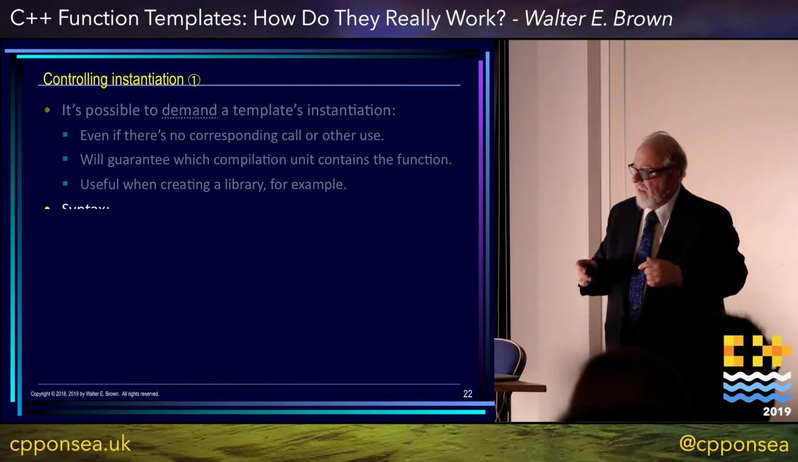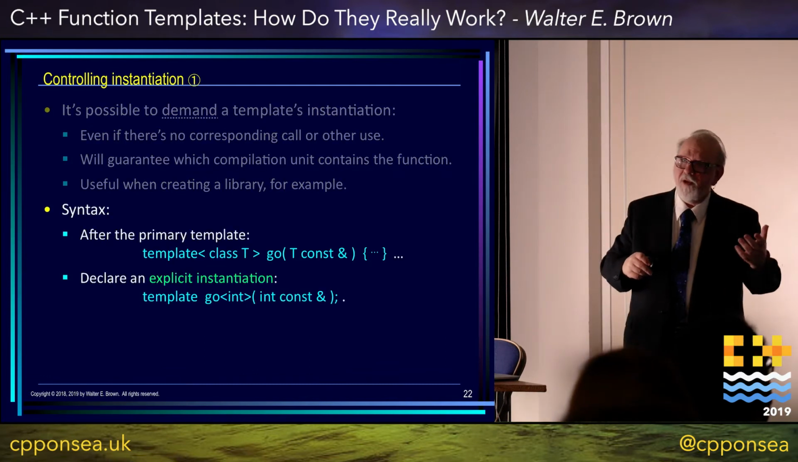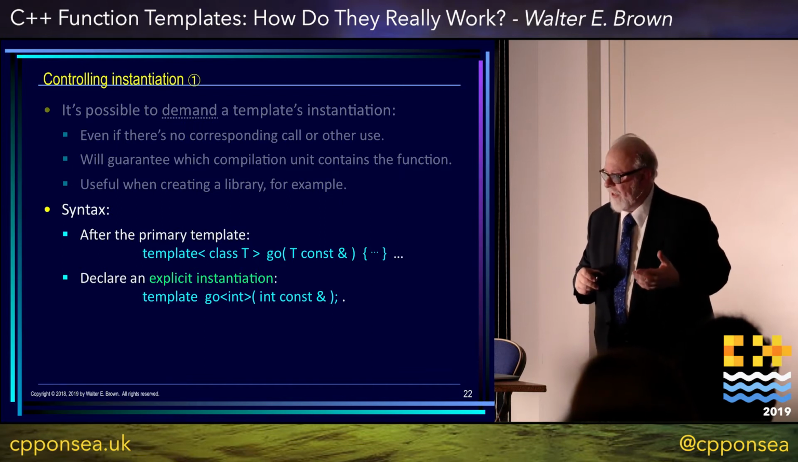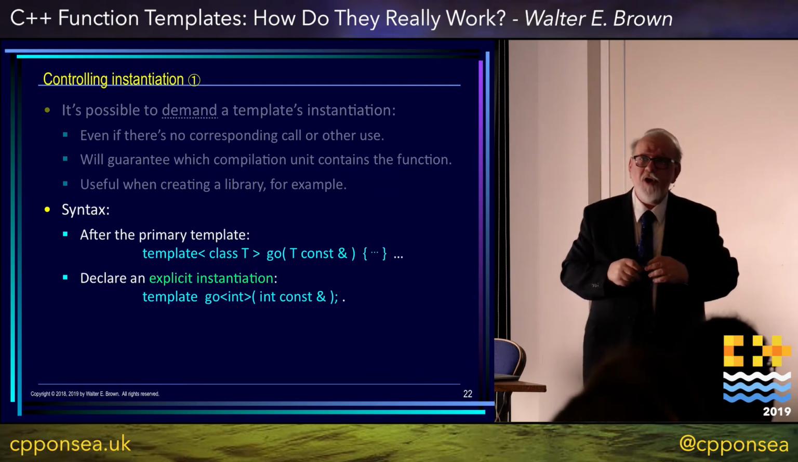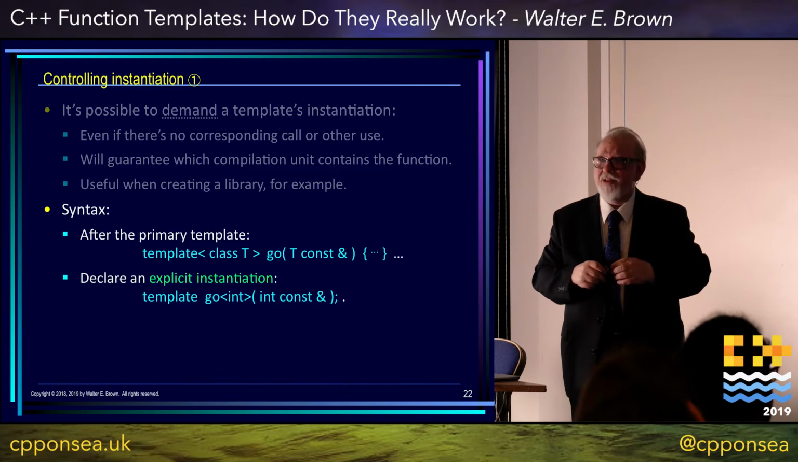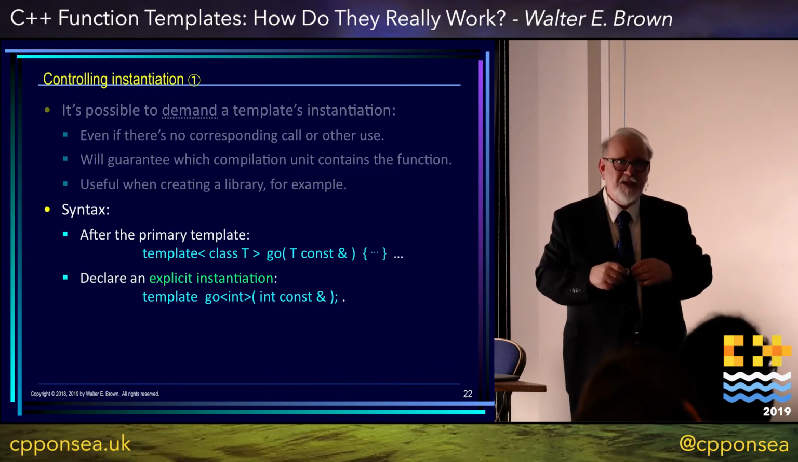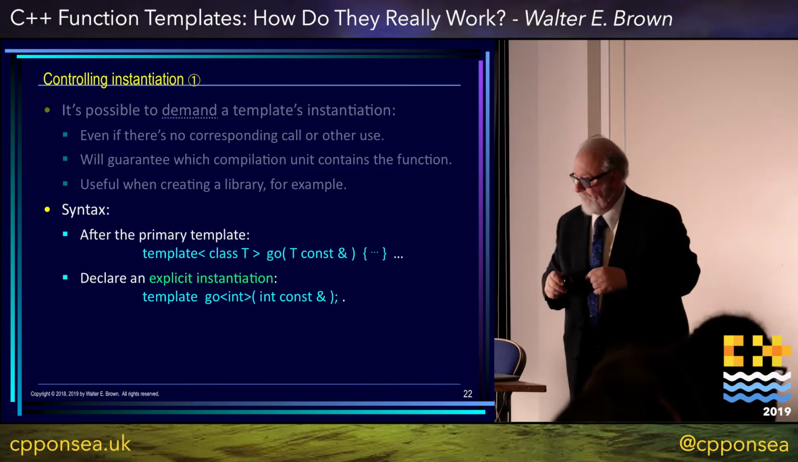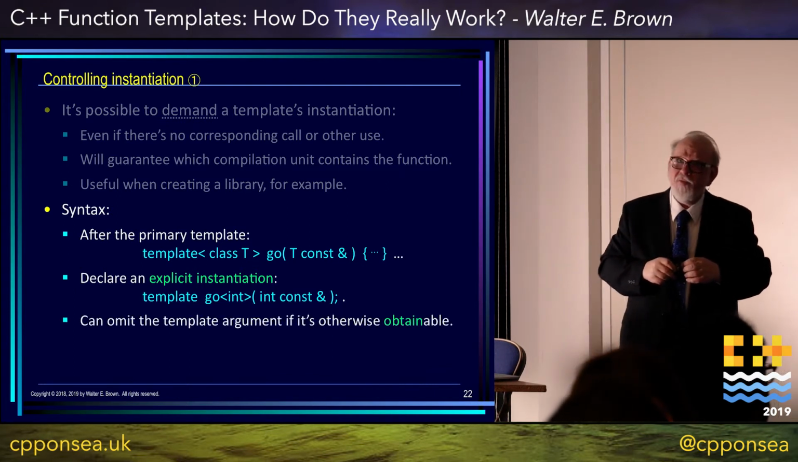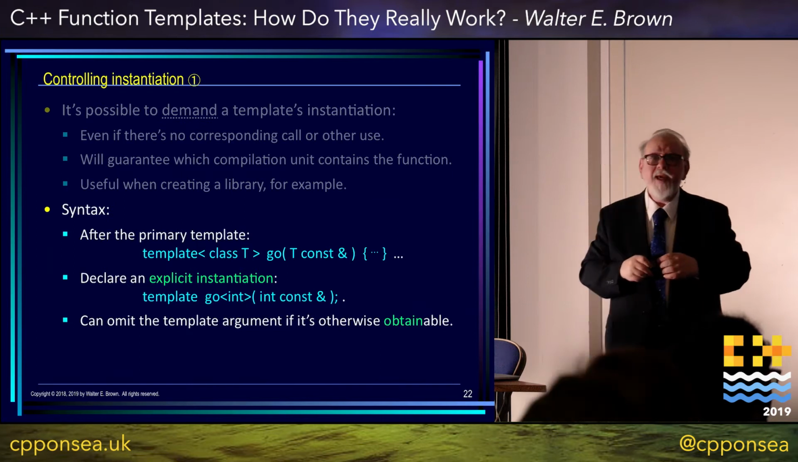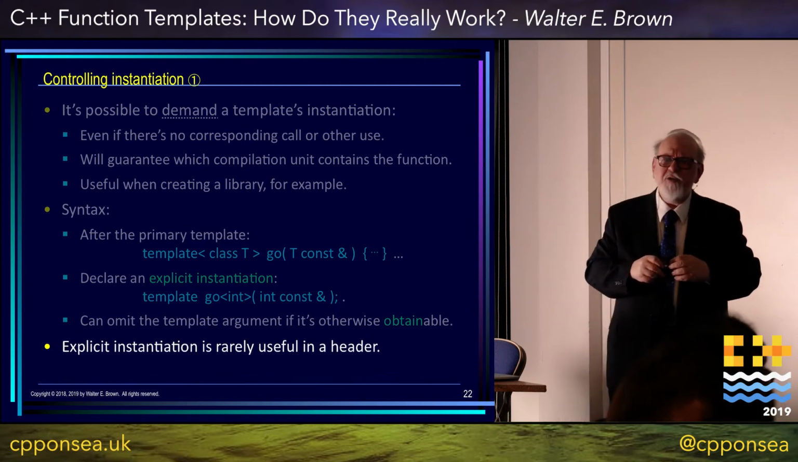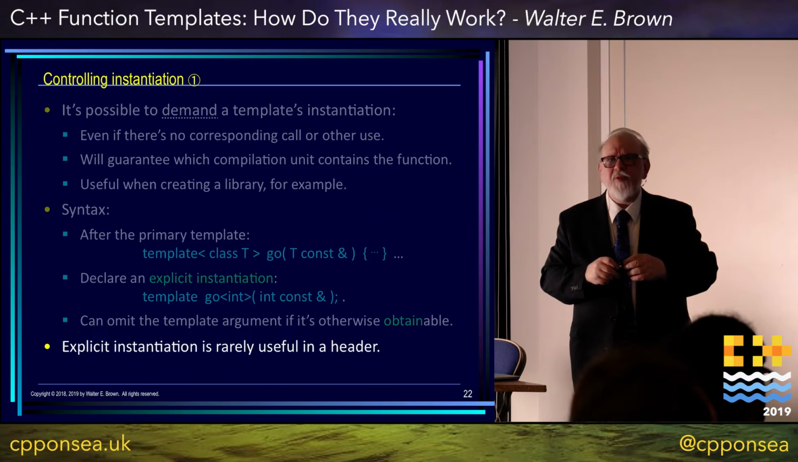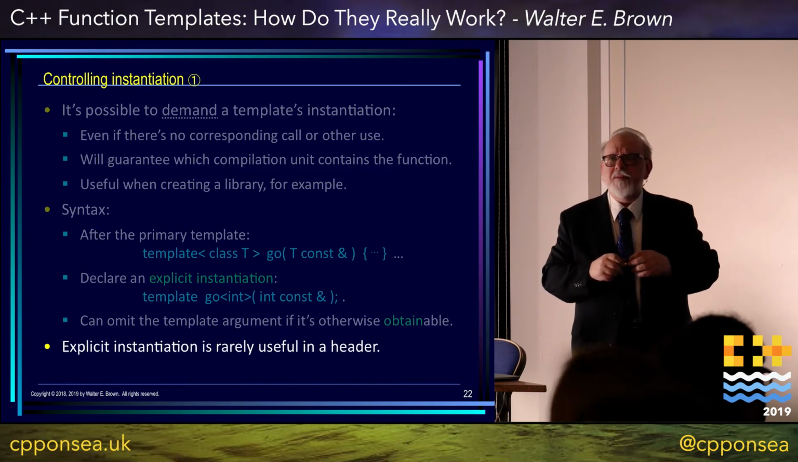Okay? And the way you do it, obviously there's always a primary template, and once you have that, if you wish, you can declare an explicit instantiation. Notice you have the template keyword and it's followed by no angle brackets. That's the syntax for explicit instantiation. Okay? You can omit that template argument if the compiler can figure it out a different way. But it's rare to find this in a header. I can't remember really ever finding it in a header. This might be something you want to do in a CC file, for example.